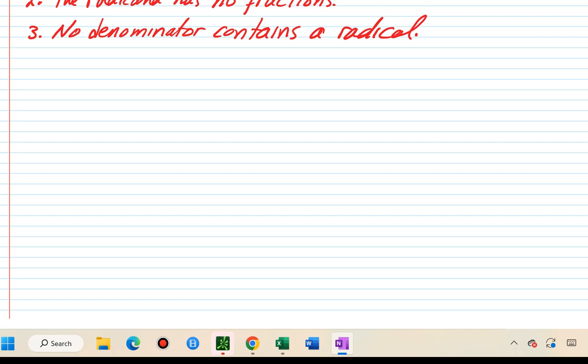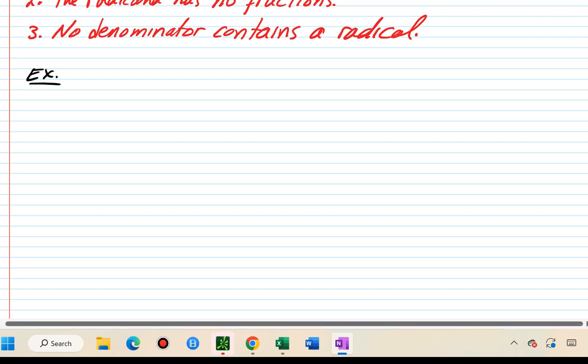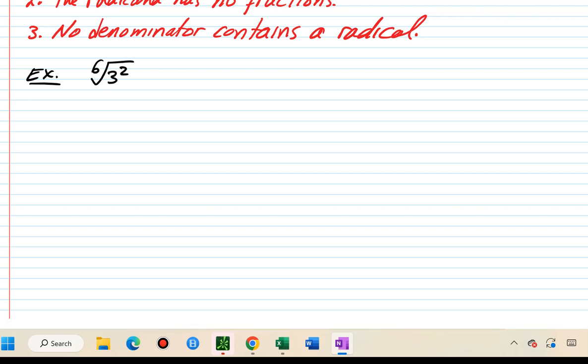Suppose I want to simplify, in this example, the 6th root of 3 squared. Now the 6th root of 3 squared, that's the 6th root of 9, right? So one way I can do this is to go to the rational exponent form, 2 over 6 is 1/3, and then go back to radical form. Yeah, isn't that cool? So we were able to reduce it.